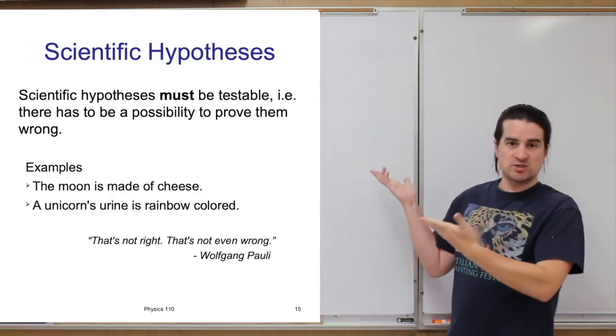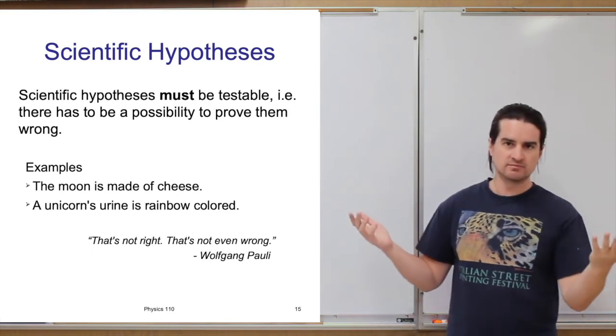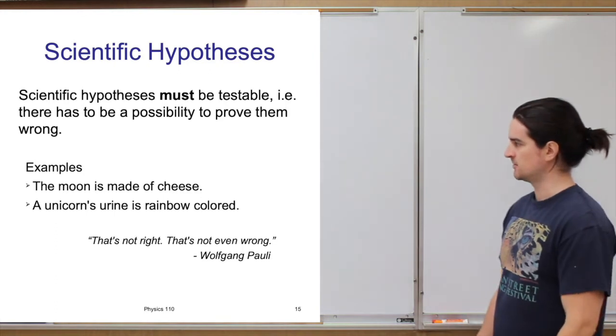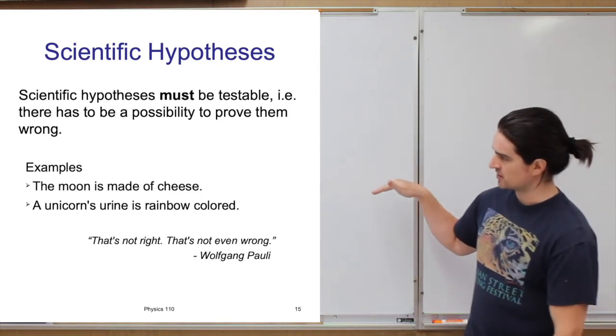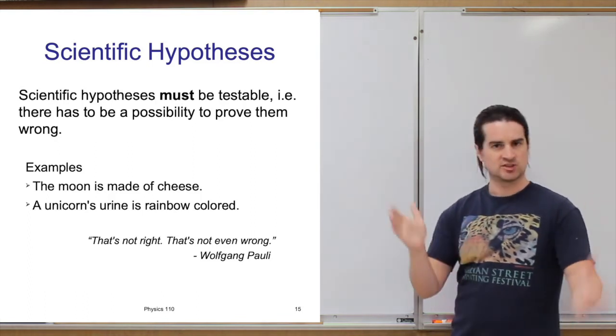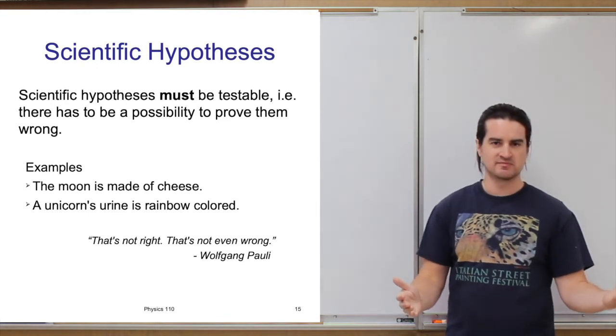Could have turned out the moon was made of cheese. Who knows? Well, we know now. But before we knew, it's a possibility, right? And it's testable. That's the key. The second example here, a unicorn's urine is rainbow colored. It comes out like a rainbow. This is not a scientific hypothesis.